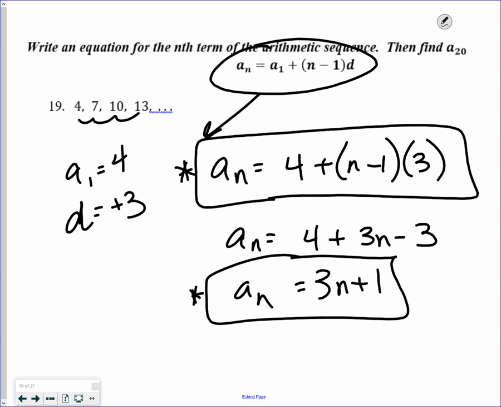Now they're asking you for a sub 20. So if I'm going to plug 20 in for n, and again, it doesn't matter which equation you use, a sub 20 would equal 61.